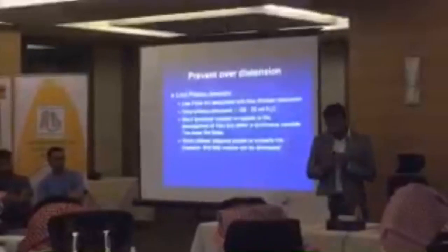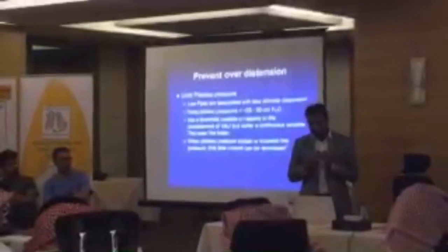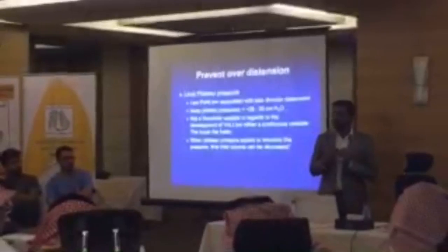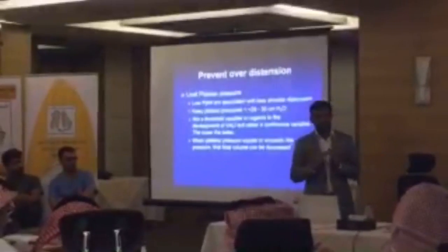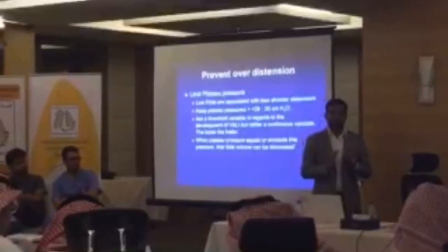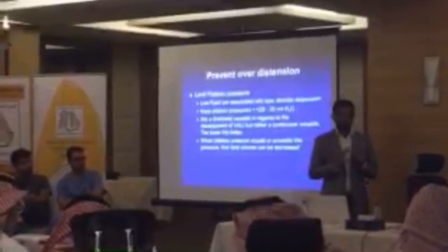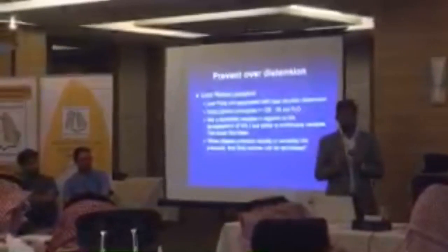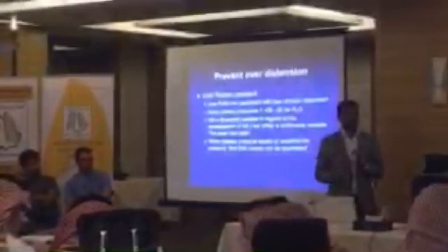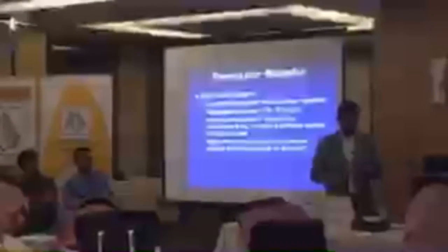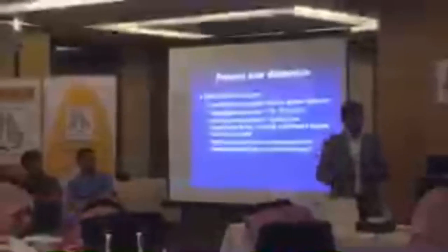When plateau pressure equals or exceeds this pressure, tidal volume can be decreased. Simple. Our target for plateau pressure is that in any case it should not exceed 28 to 30. So always look at the plateau and keep it as low as possible, because it's not a threshold variable, it's a continuous variable that you have to continuously monitor and keep at the lowest level. And whenever the plateau pressure reaches 28, start decreasing the tidal volume.